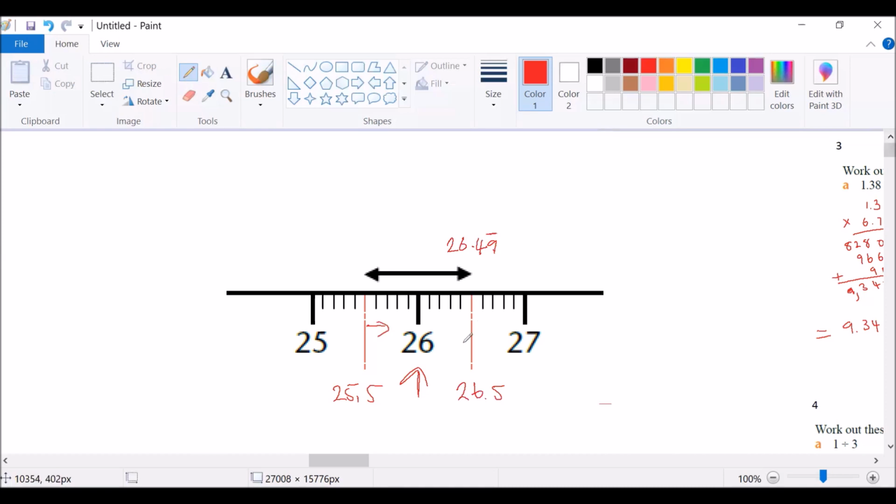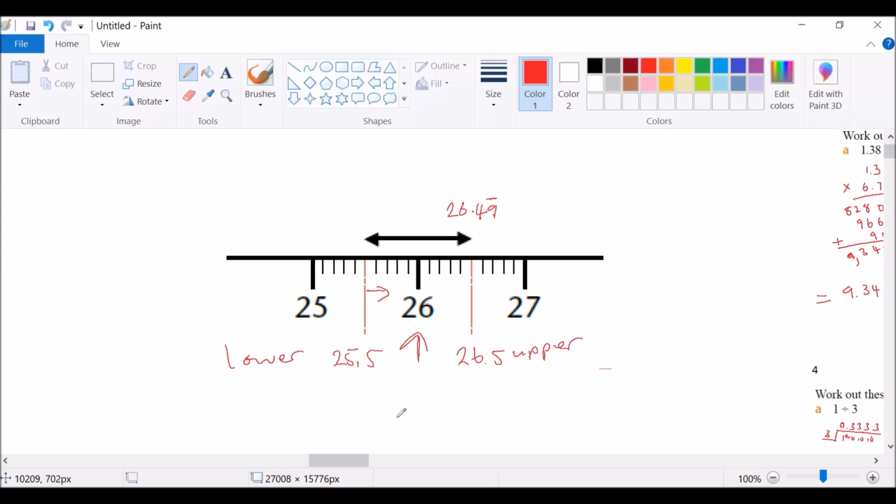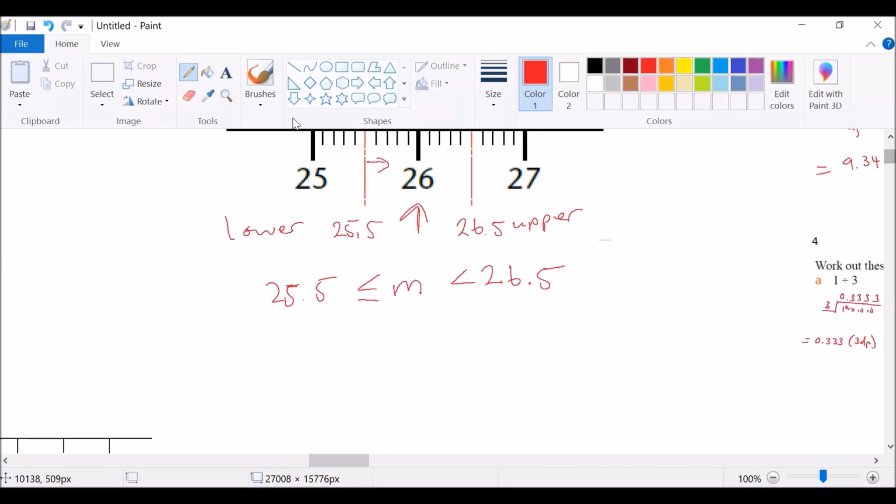So using these bounds, upper bound and lower bound there, we can say our measurement, which we can call M, is less than or equal to 25.5. But less than, since by rounding up, we'll go to 27. So we want something that is less than 26.5. So it is important to know the type of inequalities we are using. Here we are using a strict inequality which does not include 26.5.